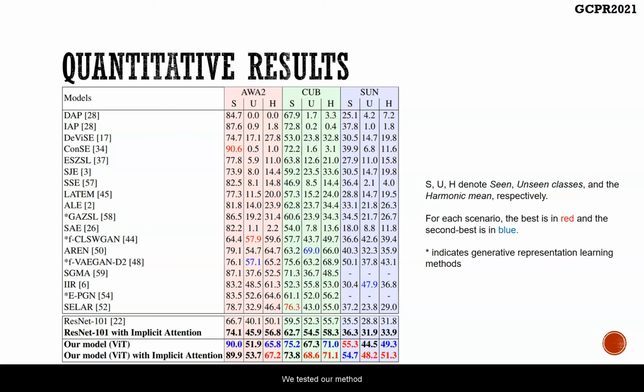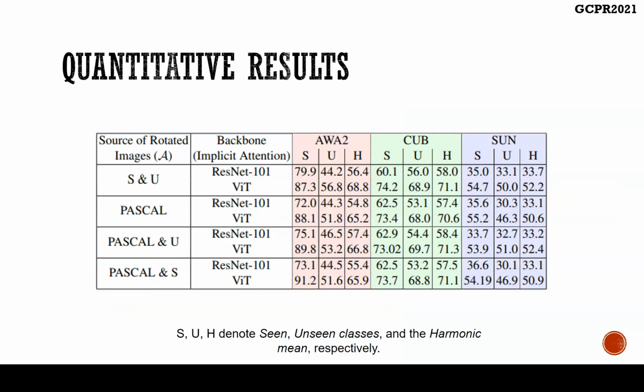We tested our method on both ResNet and Vision Transformer without the use of rotated images, and found that models are biased towards seen classes. However, when the models are trained in a self-supervised approach, including the rotated images, the performance increased and the bias issue was reduced.